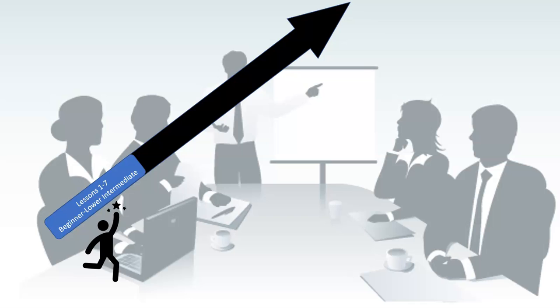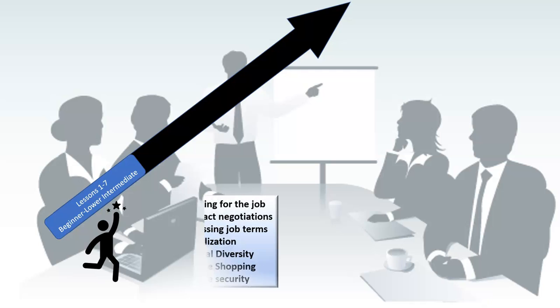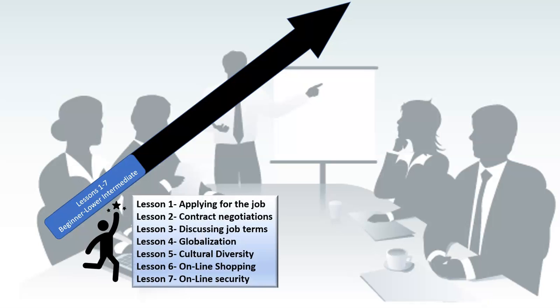Right at the beginning, lessons 1 to 7 are in the beginner to lower intermediate range, and they include things like applying for a job, contract negotiations, discussing job terms, globalization, cultural diversity, online shopping, online security. By the time we get to lesson number 7, you're starting to get near to the lower intermediate area.